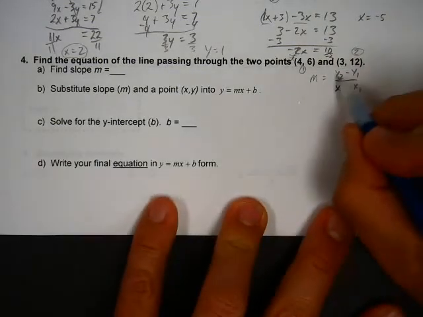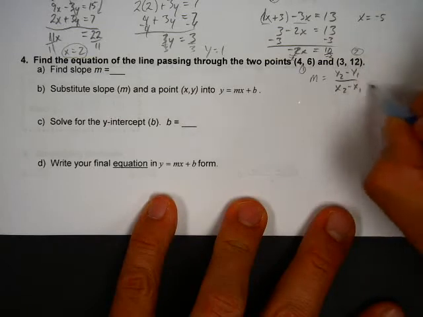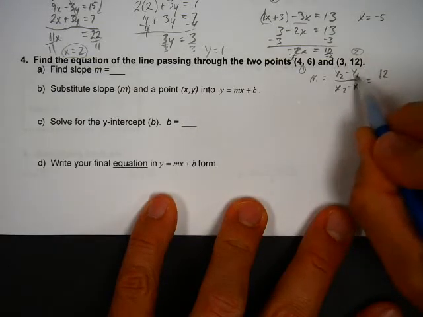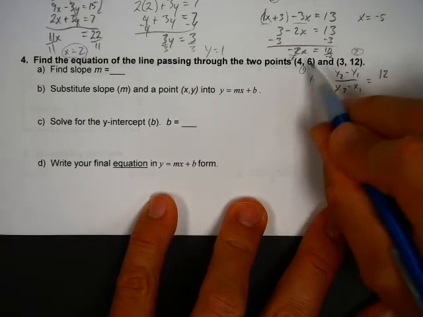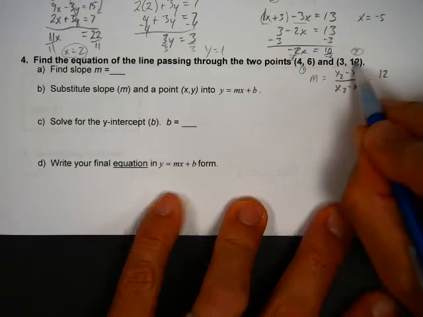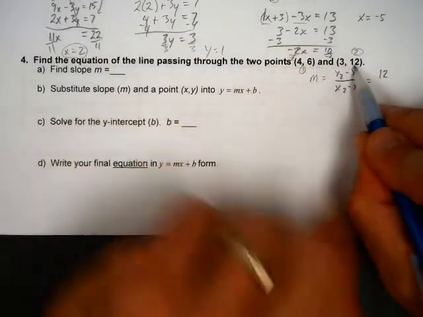Okay? So if I'm taking the y from the second point, that's this 12 right here. So I got a 12. And I want to subtract y from the first point. Well, there's the first point, and there's the y value. Remember, it's first x, then y. First x, then y. So 6 and 12 are both the y values.